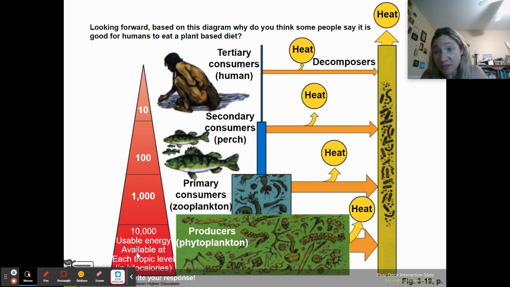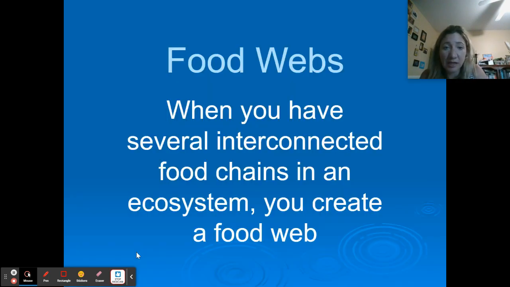The easy way to do this is really just to cross out a zero at the end. Whatever units we're using here, if we have 10,000 usable energy units at the producer level, we take off that last zero, and now we have 1,000 for the primary consumers. Take off a zero, now it's 100 for the secondary consumers, and on up. So the rule of thumb is that it loses 90% of its energy as heat. And that is something that I have seen tested on, so just keep that in mind. That is something they want you to make sure you understand.